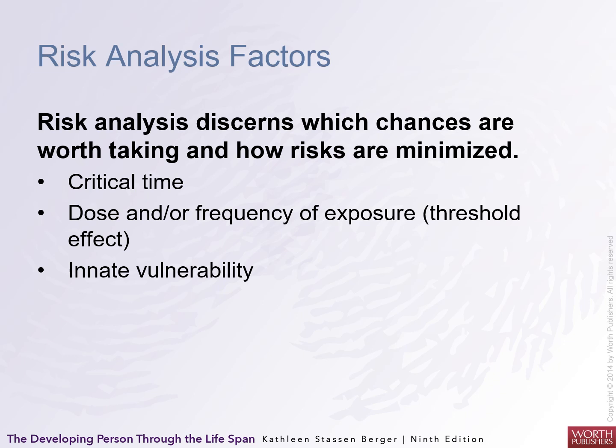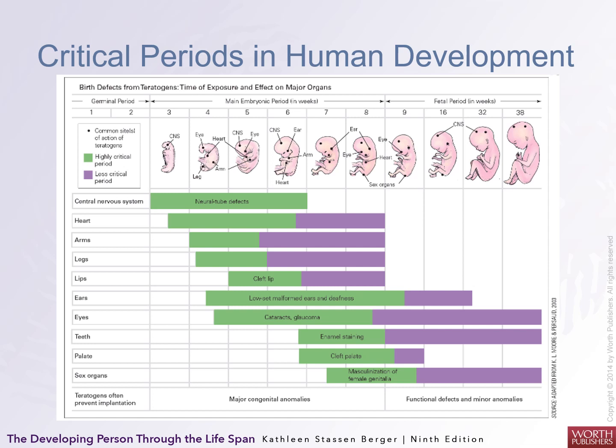One of the things that pediatricians and healthcare experts like to do is a risk analysis that discerns which chances are worth taking and which aren't. Sometimes there's a critical period, for example, consuming alcohol that has more of a risk than other times. The dose and frequency is also something that is taken into consideration. And then, of course, the innate vulnerability. There are critical periods in human development. You'll notice that the green is highly critical and the purple is not quite as critical. And you can see that the periods correspond with the stages of development above those.